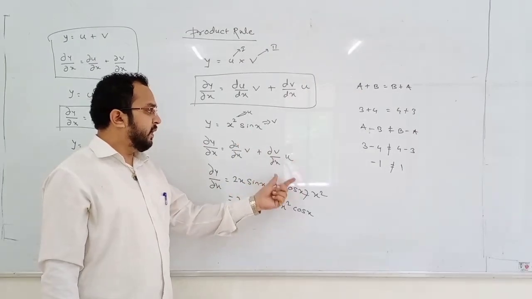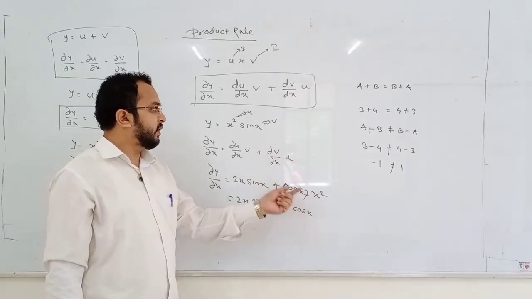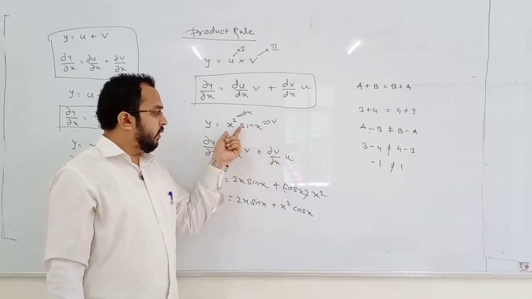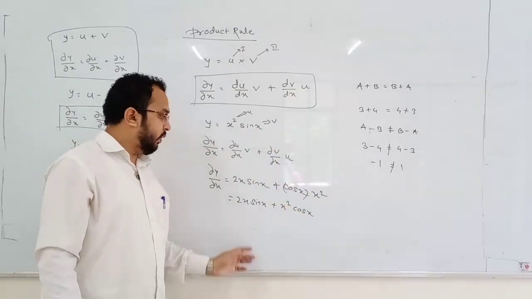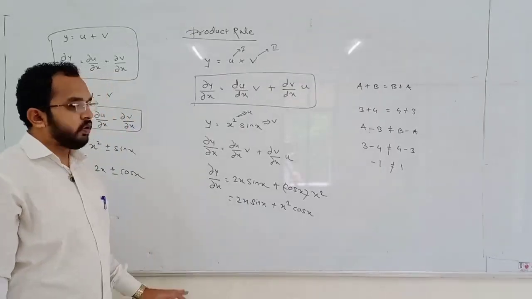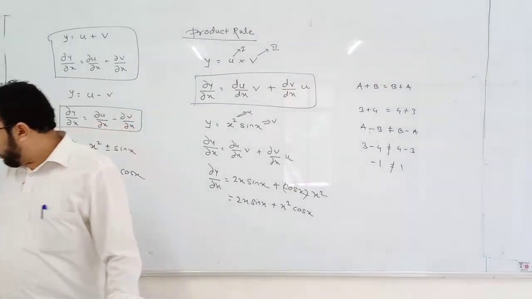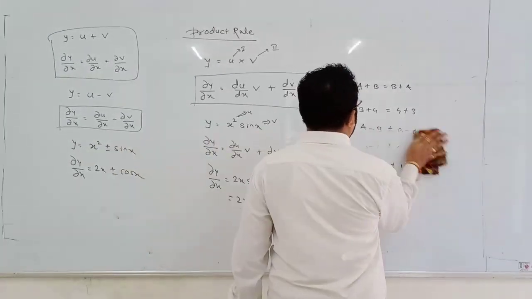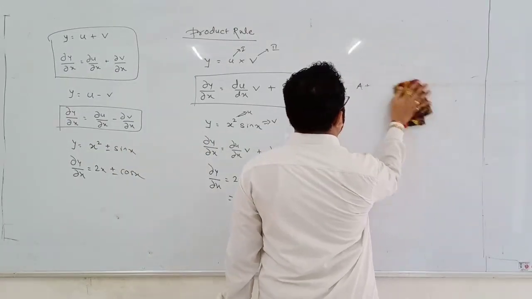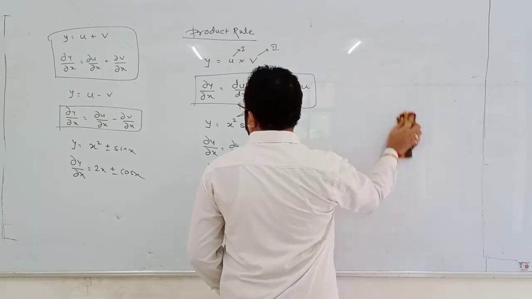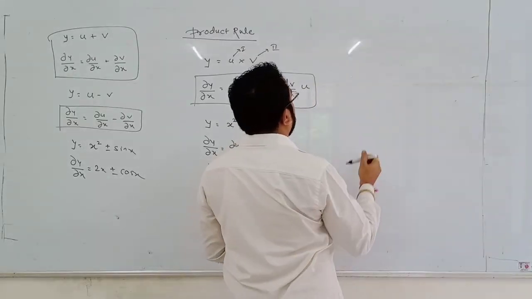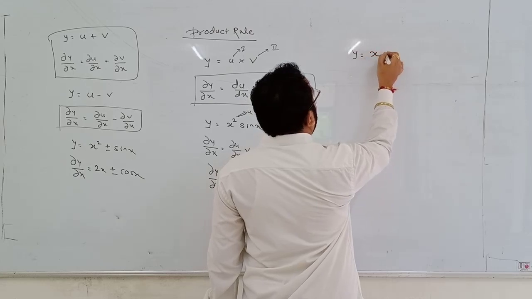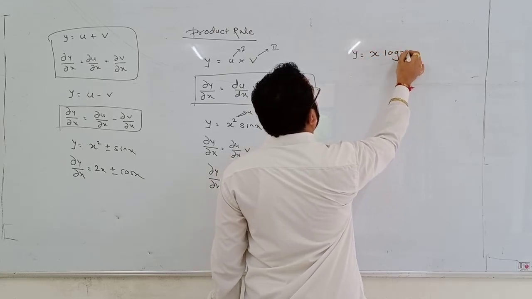Next time differentiation of second into first function. So differentiation of sin x is cos x, and that time x square as it is. Okay, rearranging this. So this is an example. One more example we will take. Suppose y is equal to x into log x.